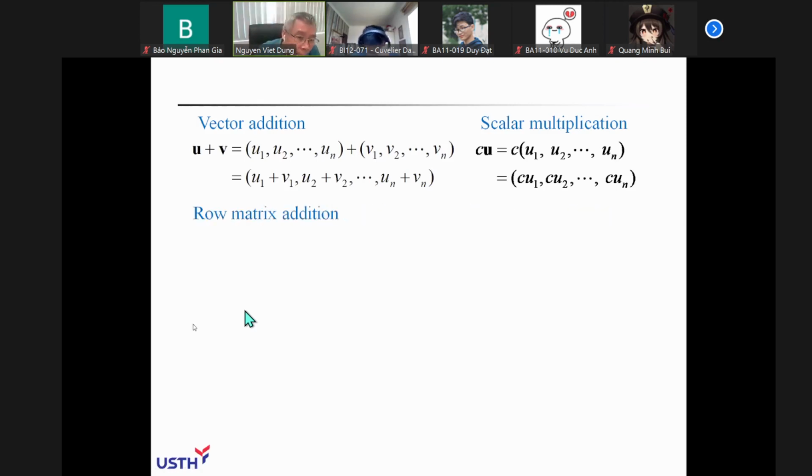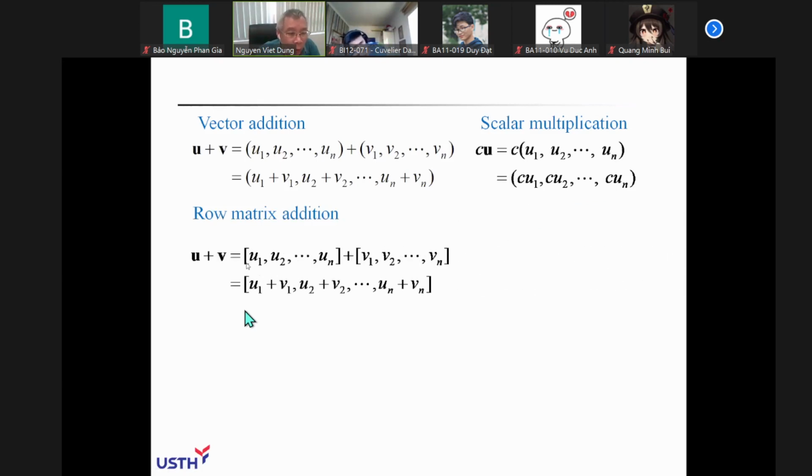Now if we write it in the row matrix form, then the addition will give us the following: U plus V will be the addition of 2 row matrices like that, and we get a new matrix like that one. The same as here. And also for the scalar multiplication, we have the same thing. C U will be that. So it is quite similar to here.